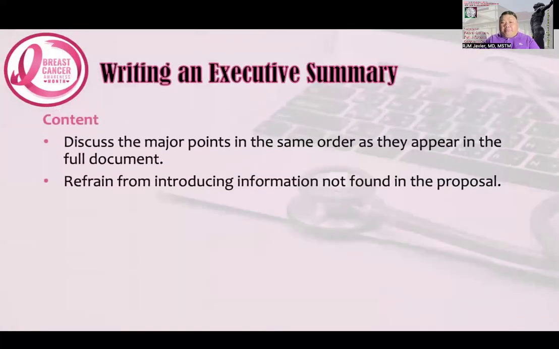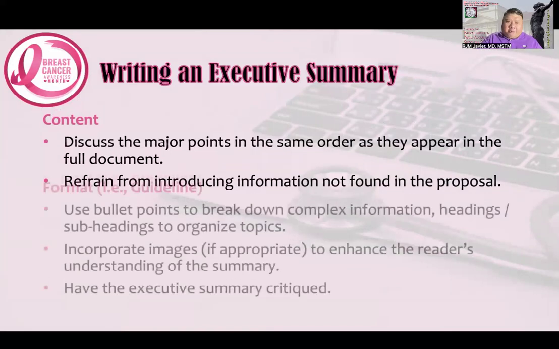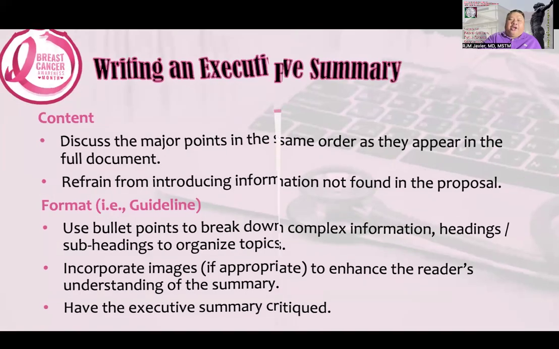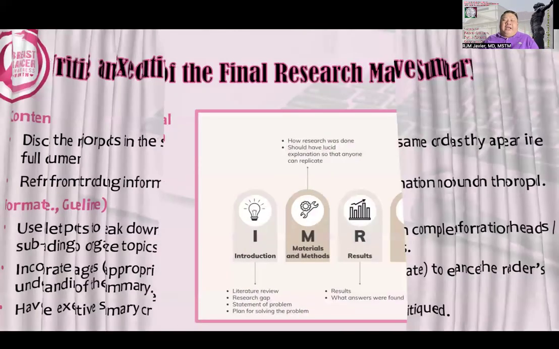Content: discuss the major points in the same order as they appear in the full document. Refrain from introducing information not found in the proposal. Use bullet points to break down complex information, and headings or subheadings to organize topics. If appropriate, use images to enhance the reader's understanding of the summary. And of course, before you send it to the possible financial people, have someone critique your research proposal.